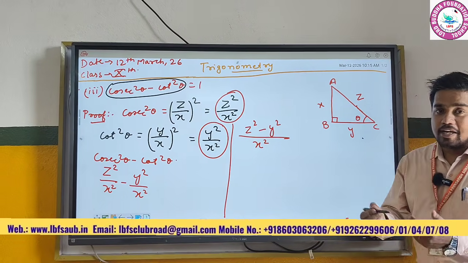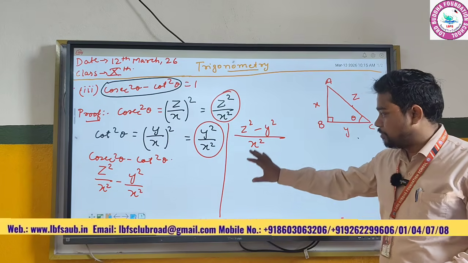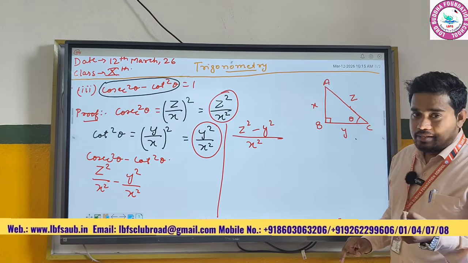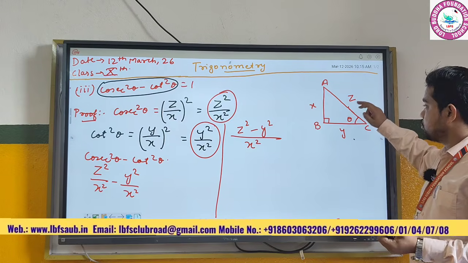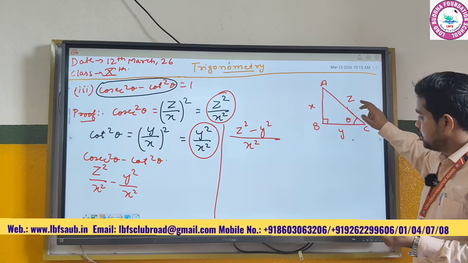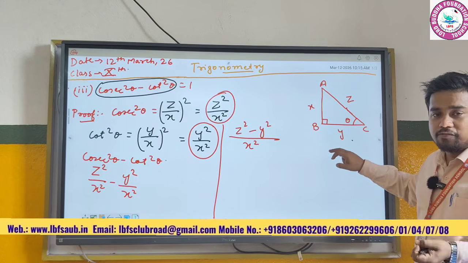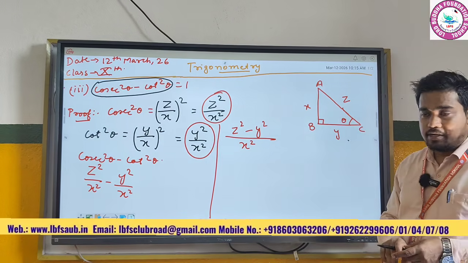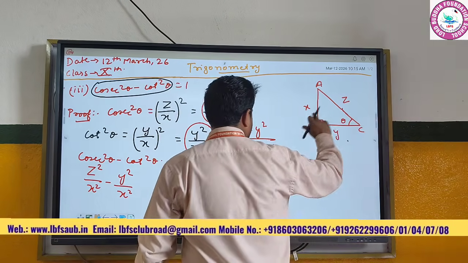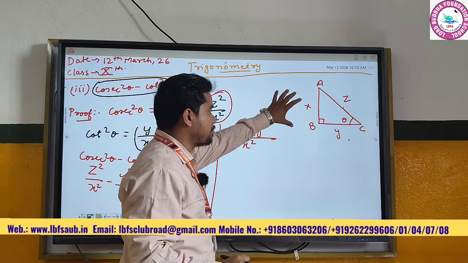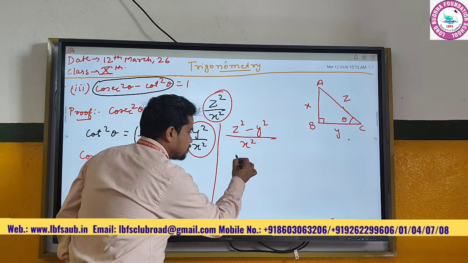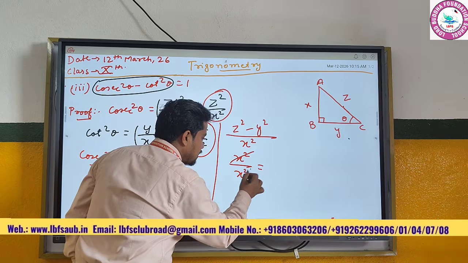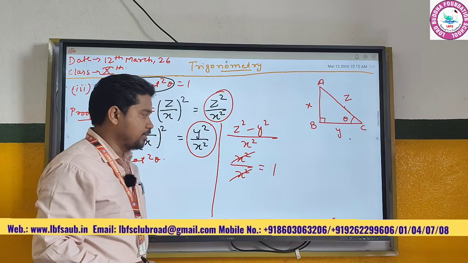Okay, now again we apply Pythagoras theorem here. Z square minus y square. The difference of the square of hypotenuse and the square of its base is the square of its perpendicular. So according to this figure, what is the perpendicular here? It is x square. So x square upon x square, which means that the value is 1.